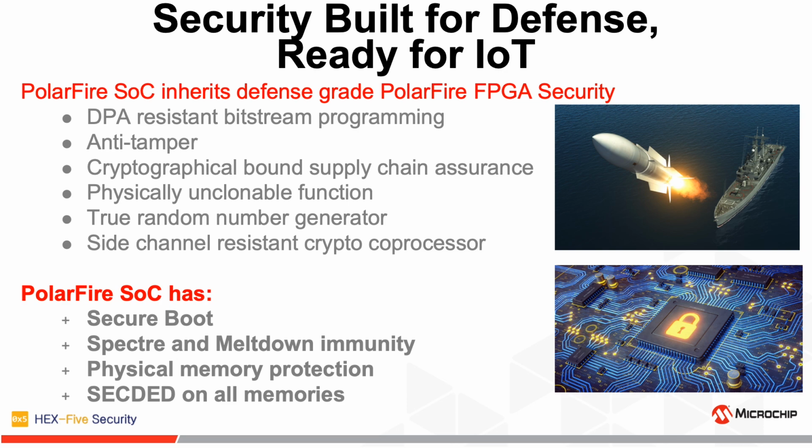We've got a built-in true random number generator. You can't build secure protocols without it. And on some devices, we have a side channel resistant crypto coprocessor that can do symmetric and asymmetric crypto algorithms. So that's what's in PolarFire FPGA. PolarFire SoC has all of that, and of course we've integrated secure boot. And we chose an architecture that's a 5-stage pipeline, in-order execution, not out of order. So it's a deterministic core that is not subject to Spectre and Meltdown attacks because of the nature of the architecture. And the physical memory protection, as Cesare alluded to earlier.